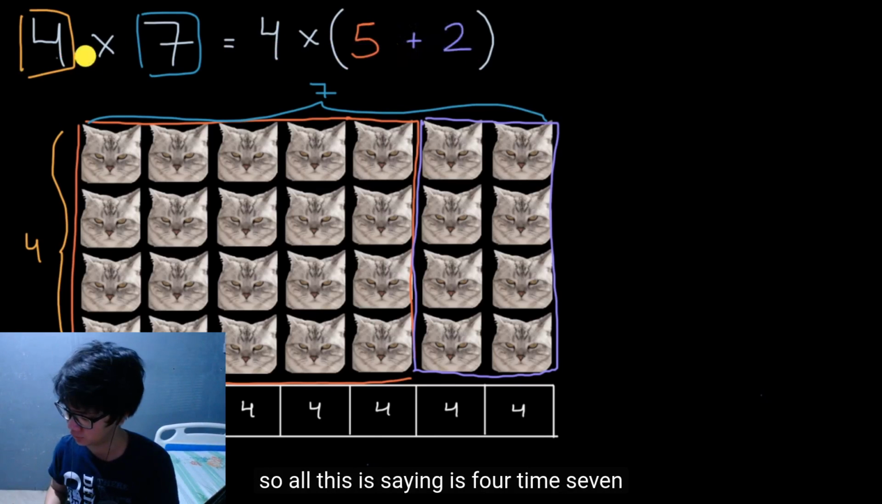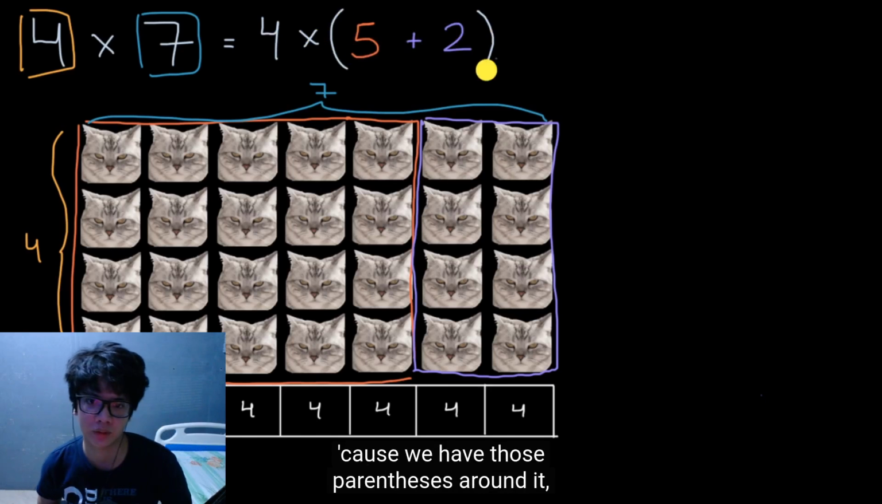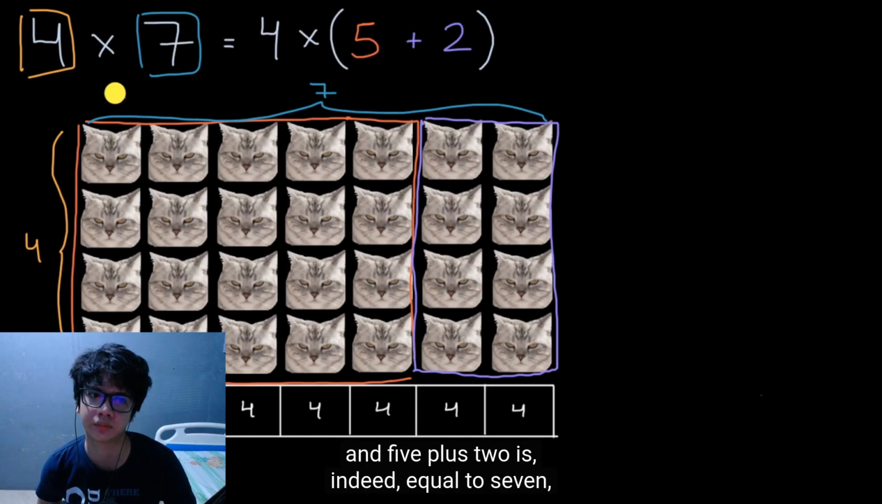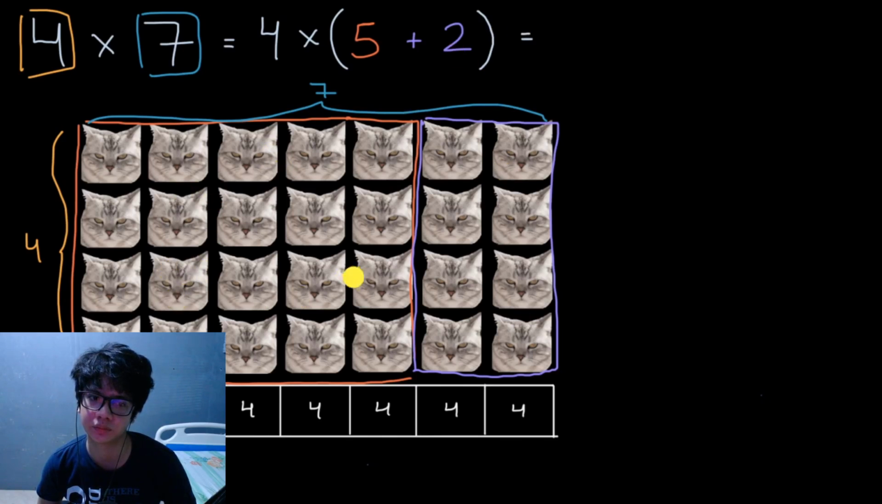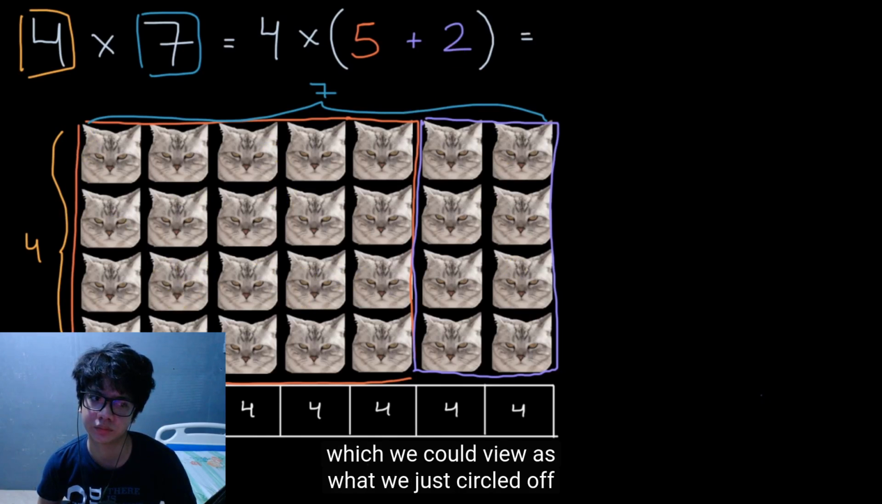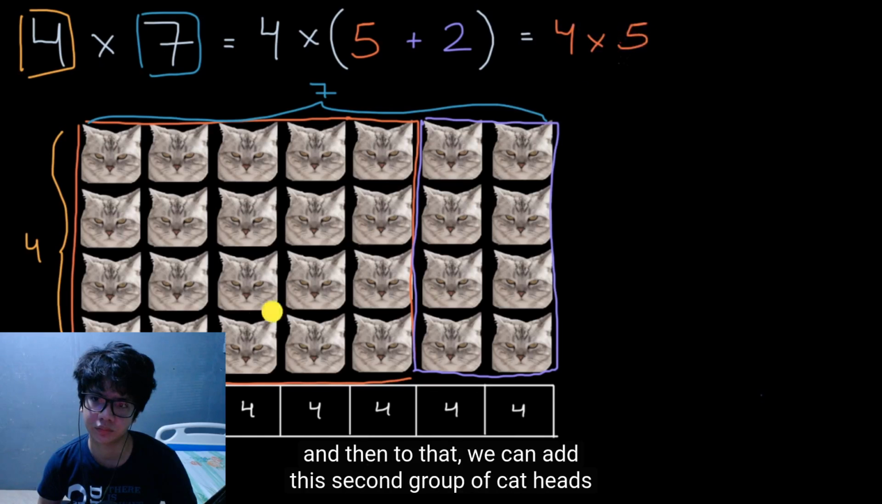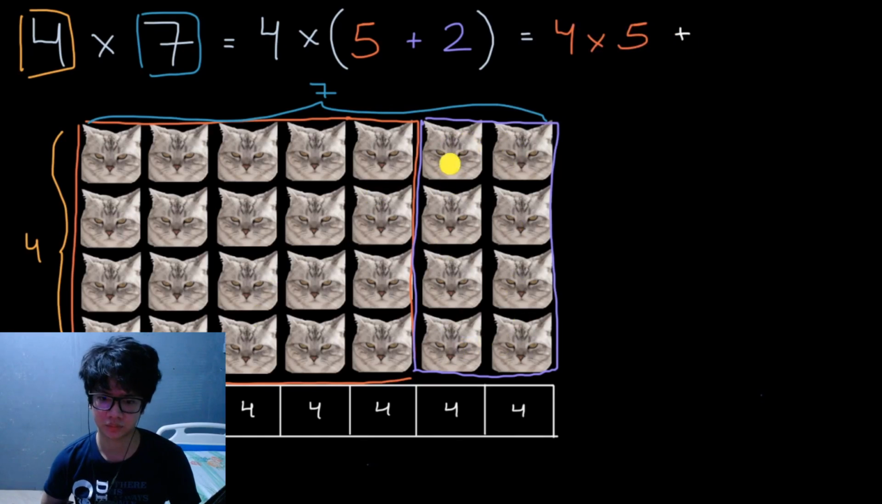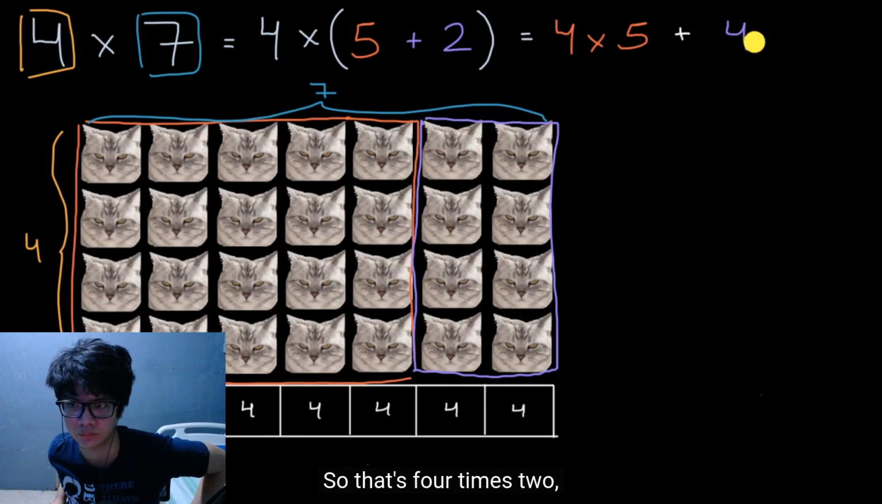So all this is saying is 4 times 7 is the same thing as 4 times 5 plus 2, where you do the 5 plus 2 first because we have those parentheses around it, and 5 plus 2 is indeed equal to 7. And we can see that that is equivalent to the total number of cats that we have here, which we could view as what we just circled off in this orangish pink color, which would be 4 rows of 5. So that would be equal to 4 times 5. And then to that, we can add this second group of angry cat heads, and that is 4 rows of 2. So that's 4 times 2.